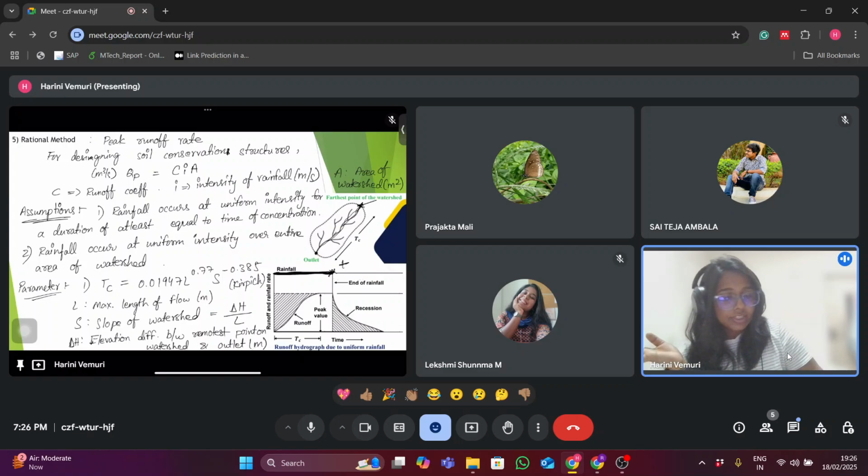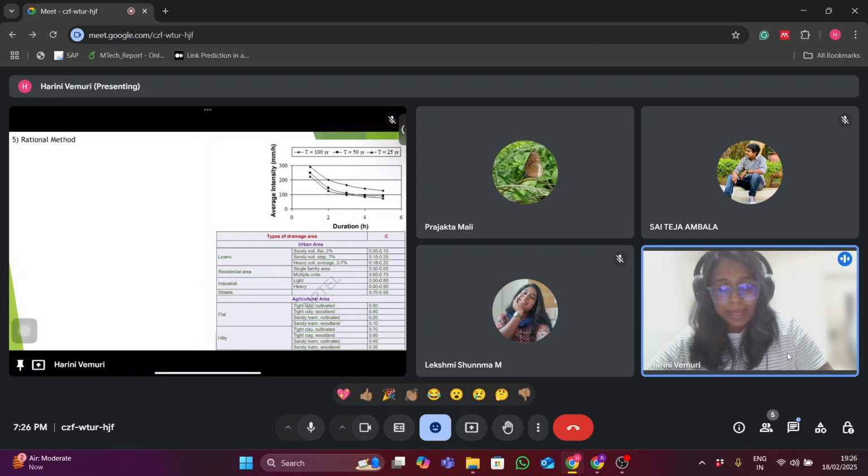We can see that initially the runoff will be low, and it will keep increasing and reach its peak at the time of concentration. It will remain at peak for some time during the duration of rainfall, and then keep decreasing. Since the rational method is used to calculate the peak flow, to reach this peak the rainfall should be occurring for a duration of at least the time of concentration. So that's why we are making this assumption that the rainfall will occur at uniform intensity for a duration of at least the time of concentration. Then we can apply this method.